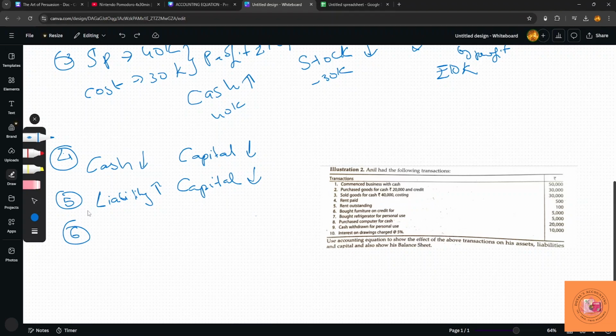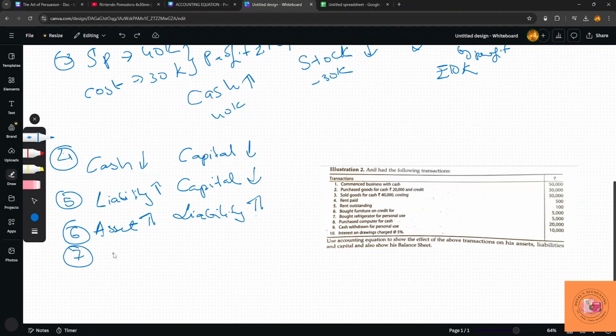Now, number 6. We have purchased furniture on credit. So, furniture is an asset. Asset will increase. But we have bought it on credit and we haven't paid cash. So we owe money to the company that has sold us furniture. So we will have a liability. Our liability will also increase.